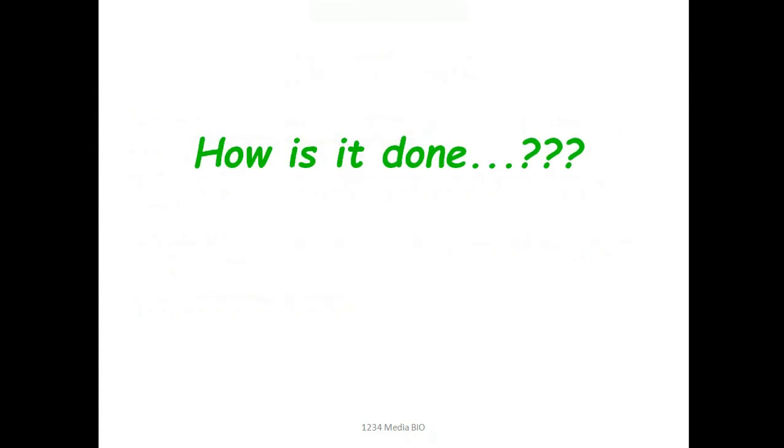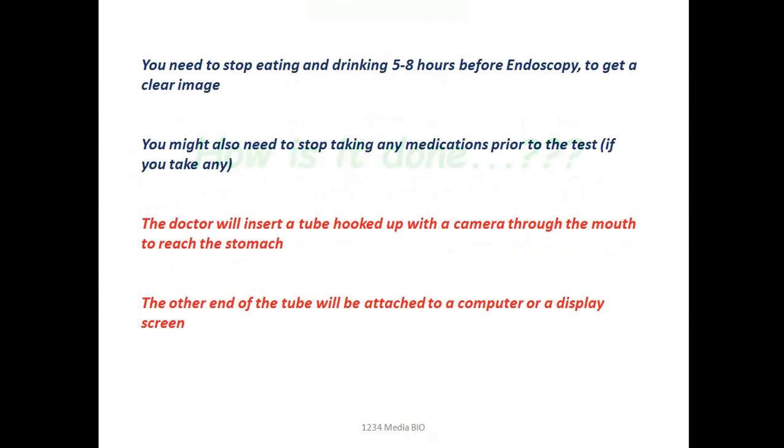How is endoscopy done? You need to stop eating and drinking 5 to 8 hours before endoscopy, to get a clear image. You might also need to stop taking any medications prior to the test, if you take any.